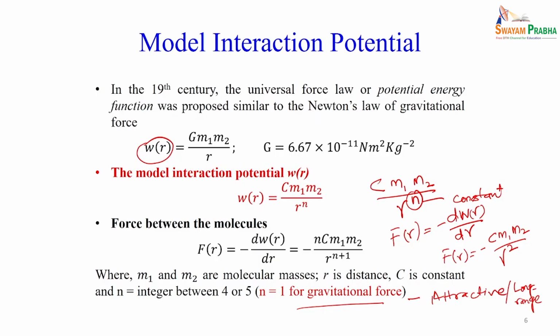So, gravitational force is an attractive as well as a long range force. So, if you go for n is equal to 1, it goes for the long range forces. Typically, the value of n lies in the range of 4 to 5 for the short range intermolecular forces. So, that we will discuss in the next slide.